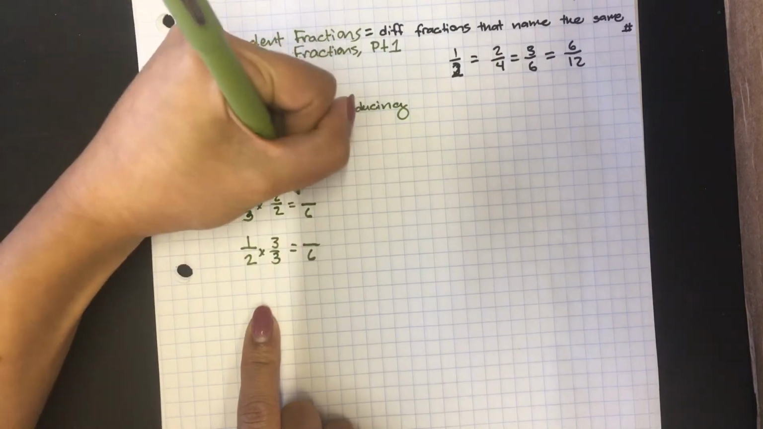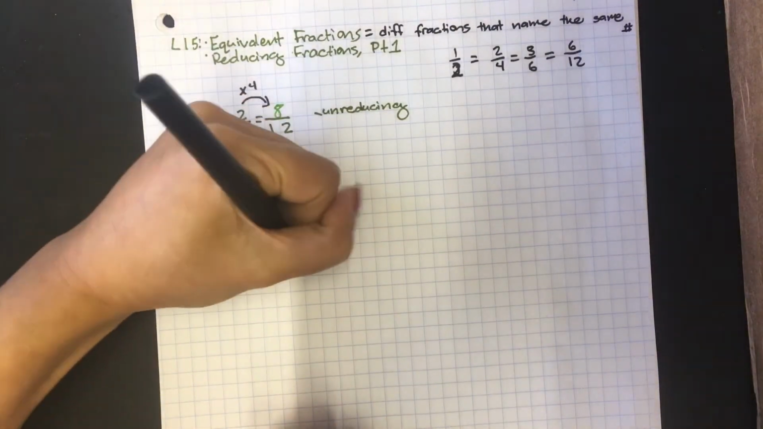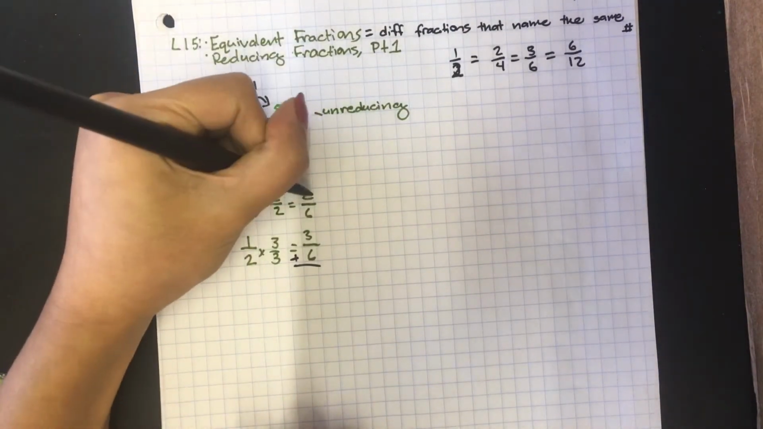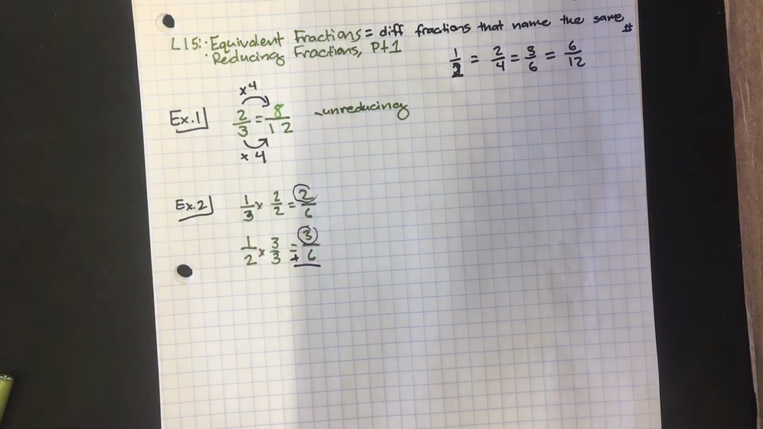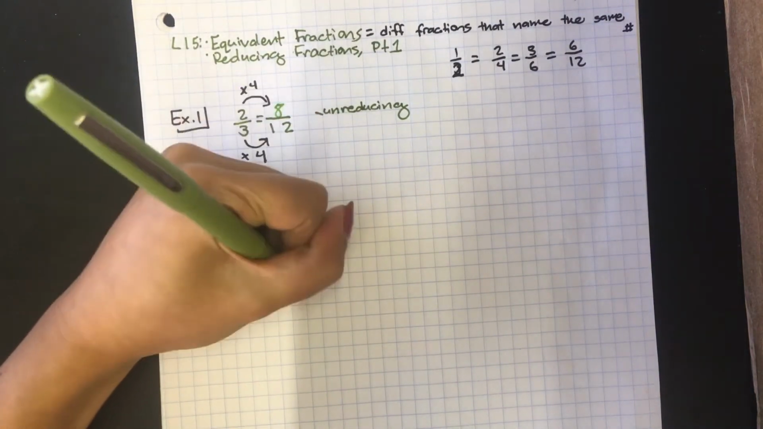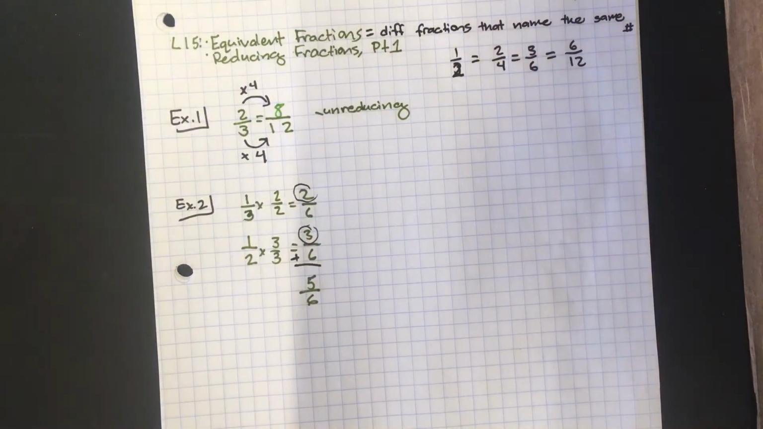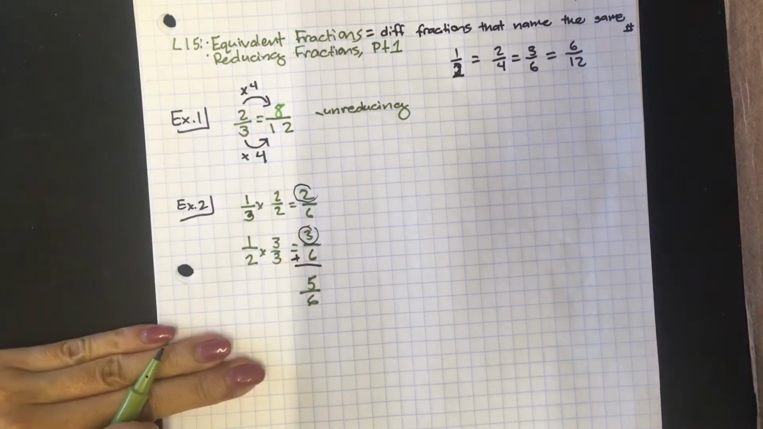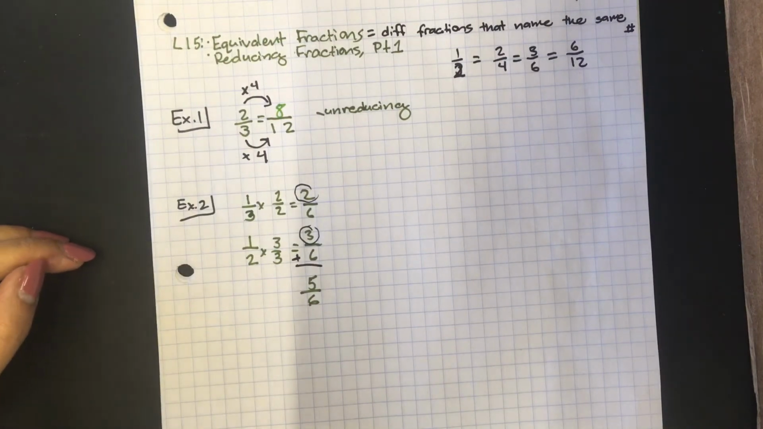So 1 times 2 is 2, 1 times 3 is 3, and then I'm going to add. And remember, I'm going to add my numerators, the denominator stays the same. So I get 2 plus 3 is 5, and then 6. Okay? All right, so that's it for the equivalent fractions. Now we're going to start looking at the reducing.